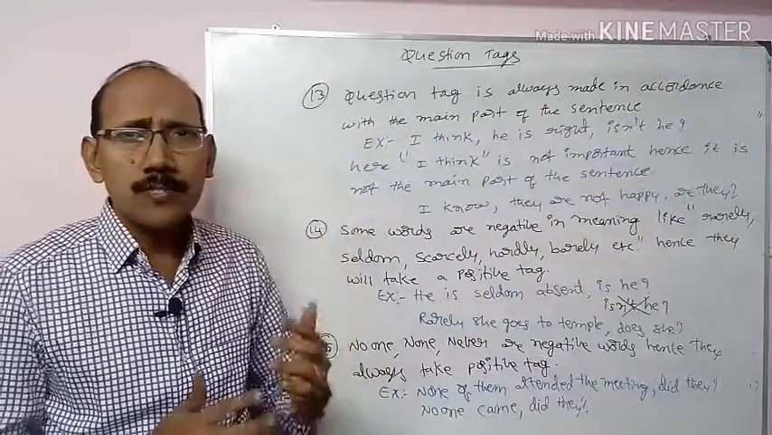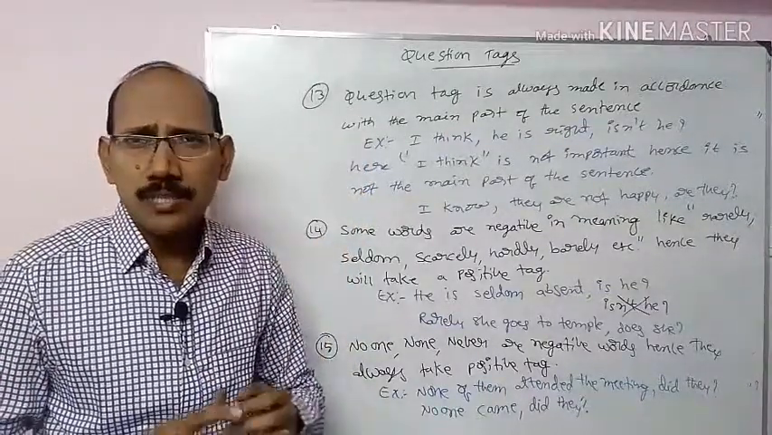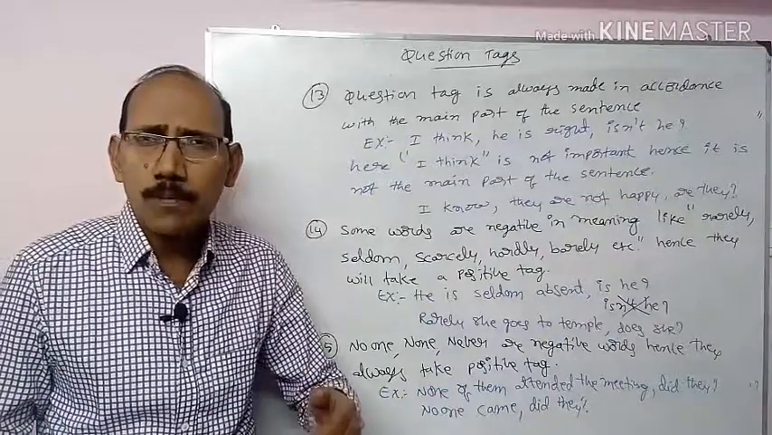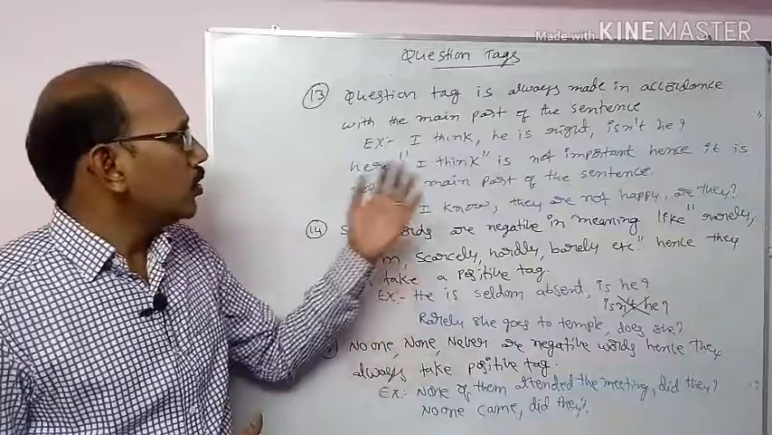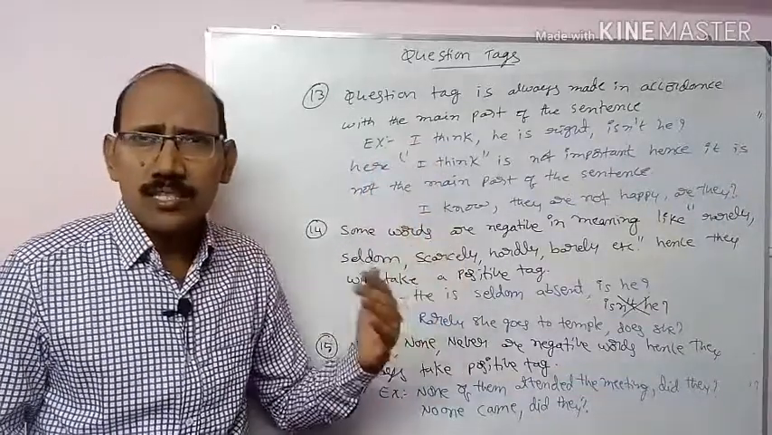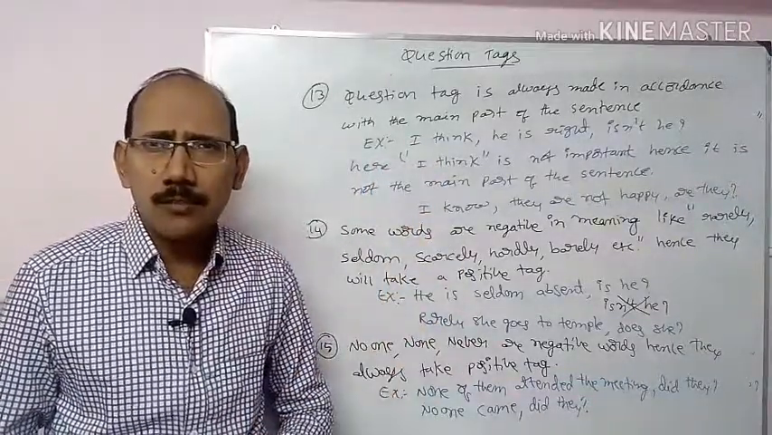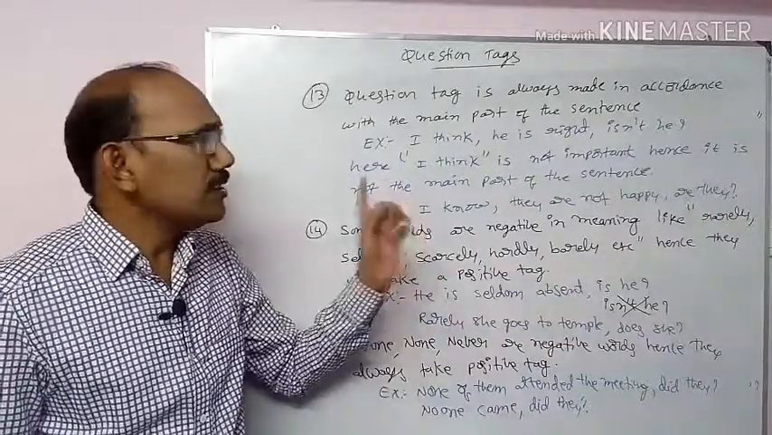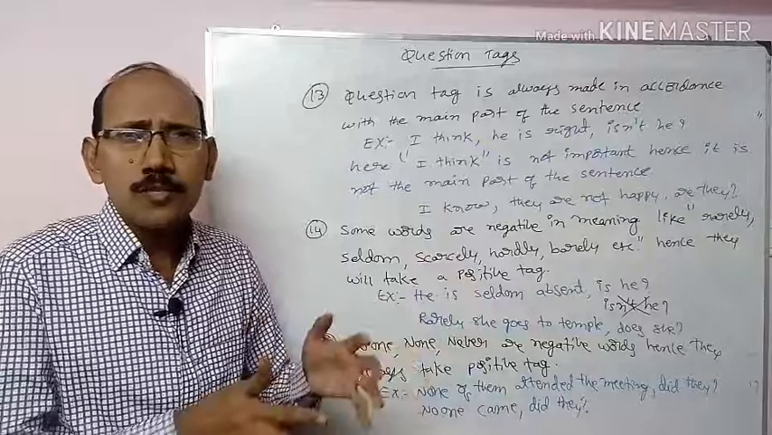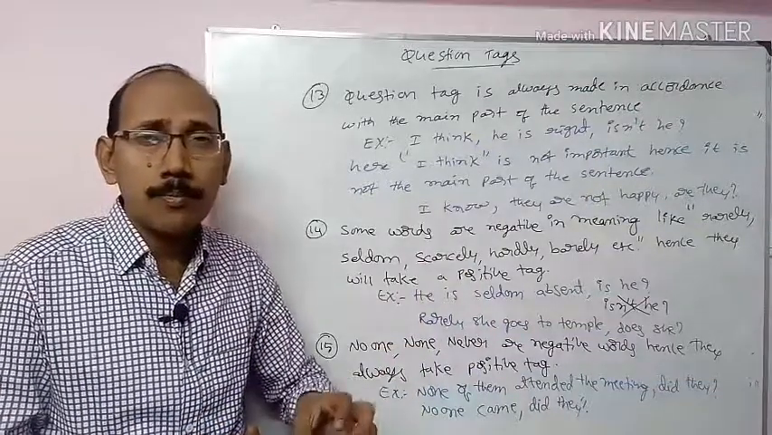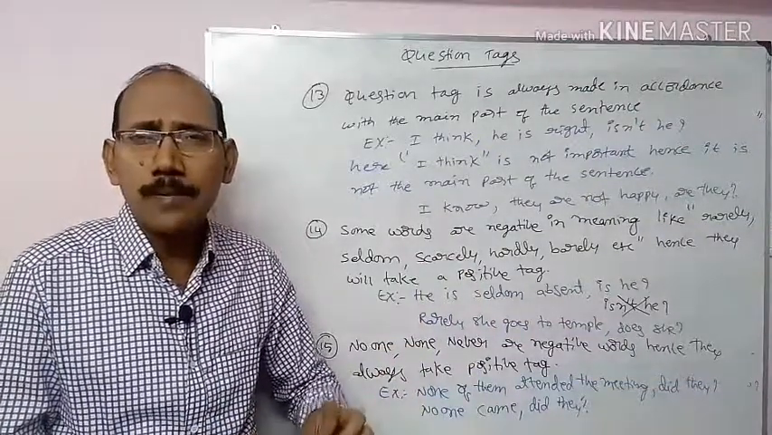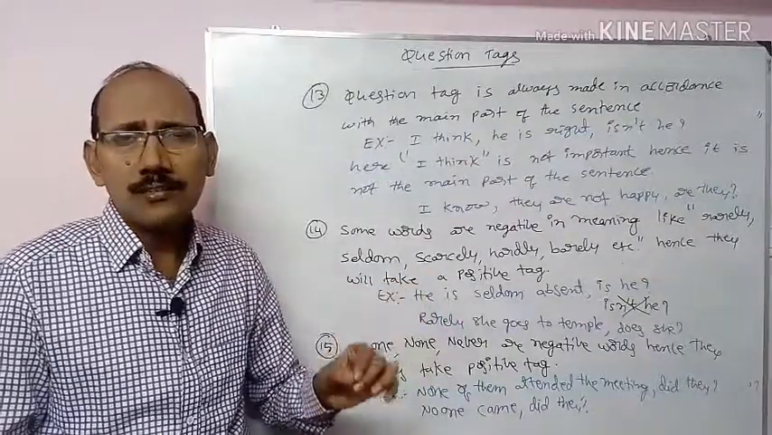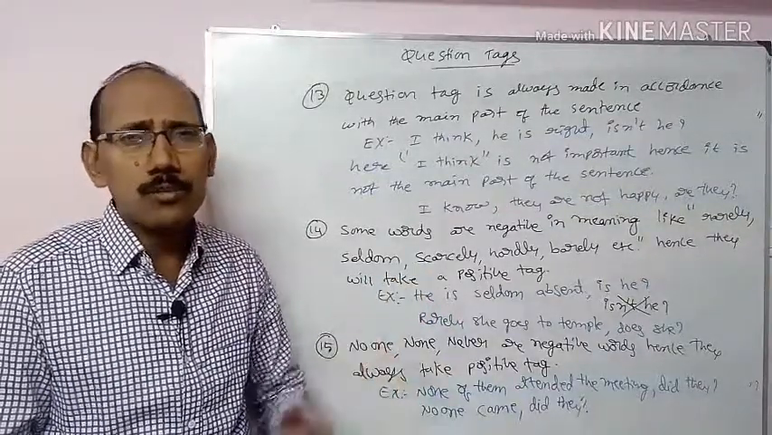The question tag is always made in accordance with the main part of the sentence. So we need to consider only the main part of the sentence. Look at "I think he is right." One example is there. With the help of the example, we are going to understand this particular rule. Here two statements are there, but to the main part of the sentence only we need to give importance. We need to give the question tag to that one only.